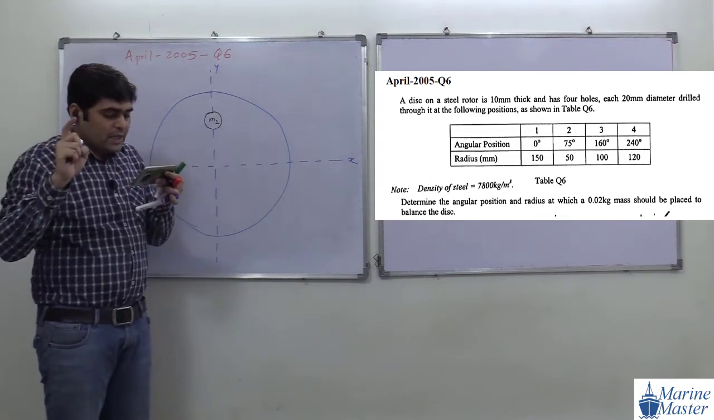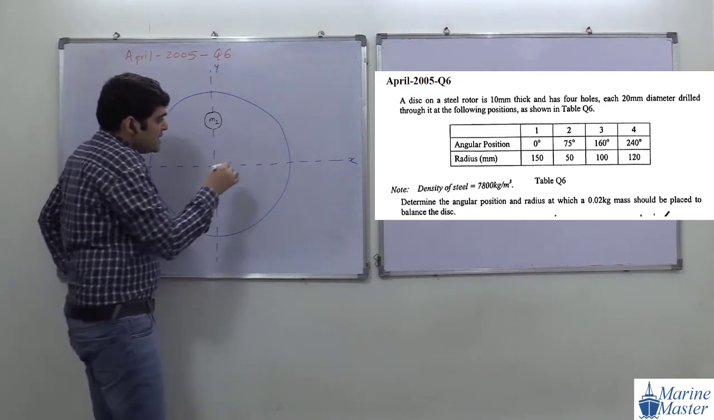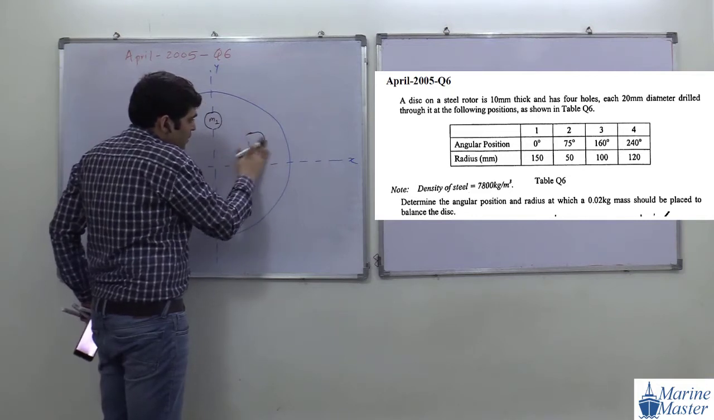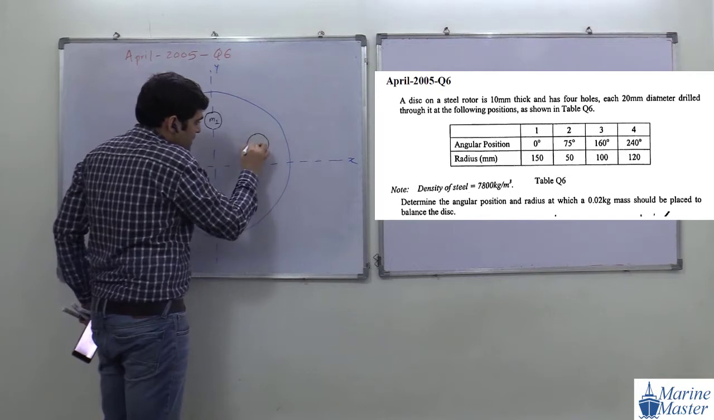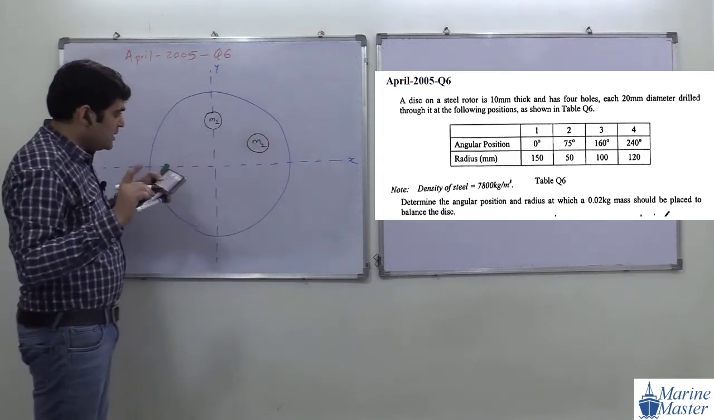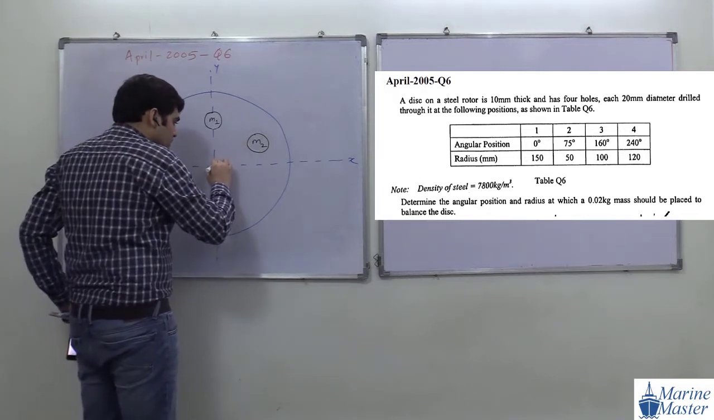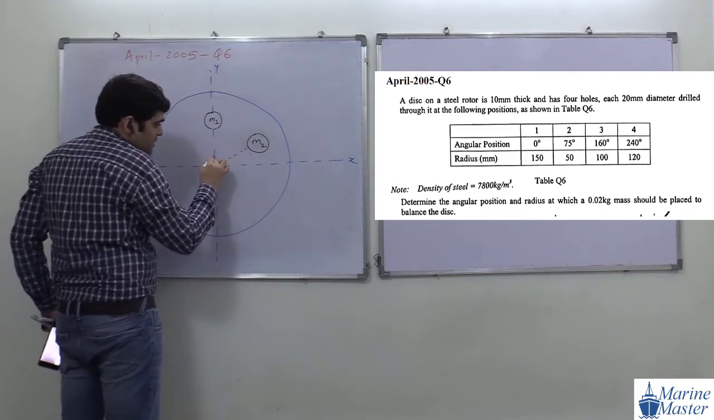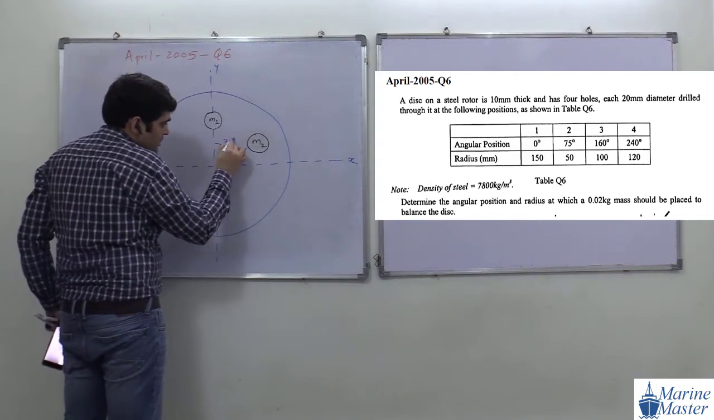See the point. The second hole is at 75 degrees. What is meant by 75 degrees? 75 degrees will come approximately here. This is M2. Then the third. So the angle of this M2 is how much? This angle is how much? 75 degrees. Okay.